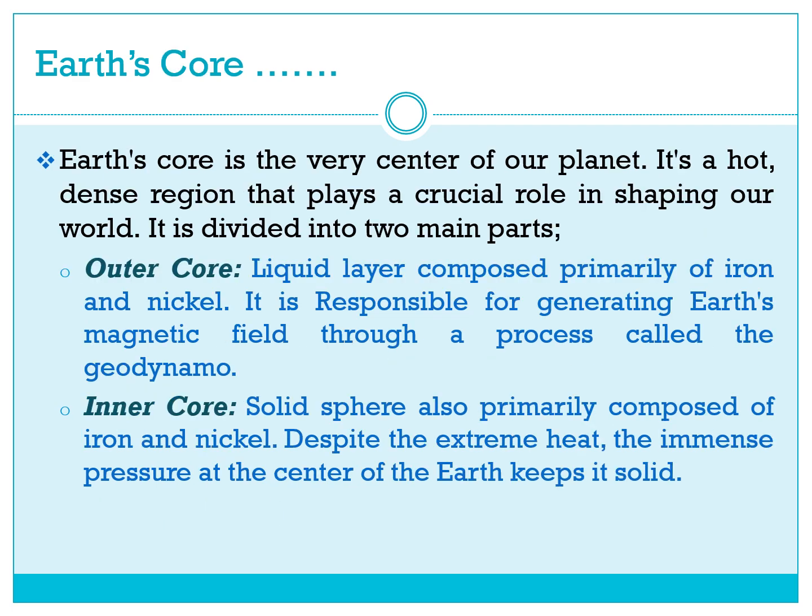Earth's core is the very center of our planet. It is a hot, dense region that plays a crucial role in shaping our world. It is divided into two main parts, the outer core and the inner core. The core, having a density of about 10 or more, starts below the depth of about 2,900 kilometers from the surface of the Earth and extends up to a depth of 6,370 kilometers, that is, the center of the Earth. It is the innermost zone of Earth.